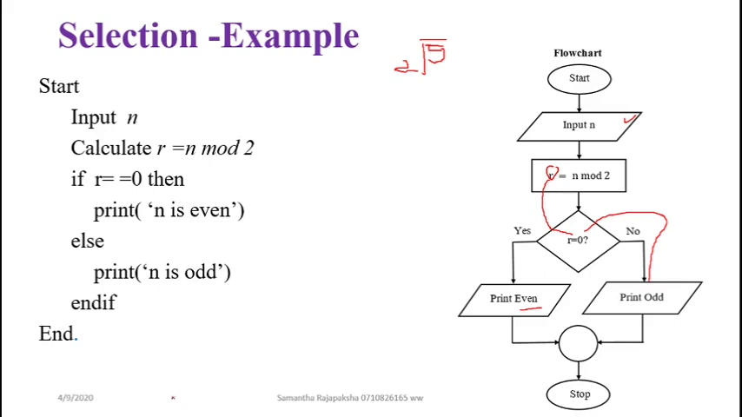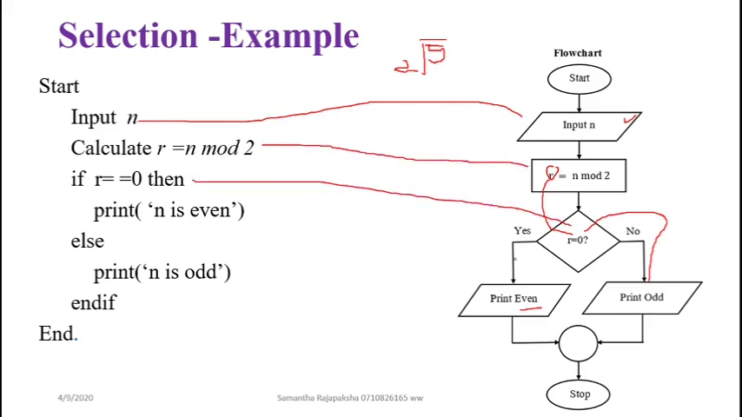So then how do you write the corresponding pseudocode? You have to input the number, calculate the mod, and then the selection: if this is that. If it is yes, even number. If it is not, odd number. And you can see the if condition is closed and the program is closed. So that is how you write the pseudocode for the given flowchart.